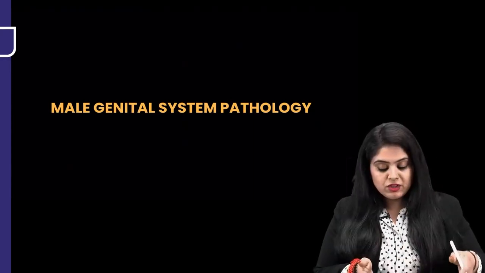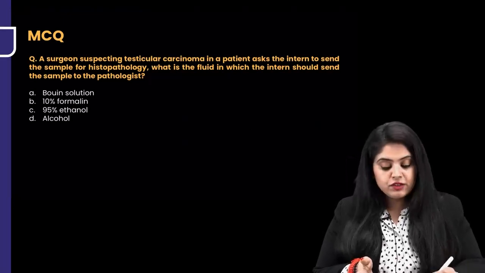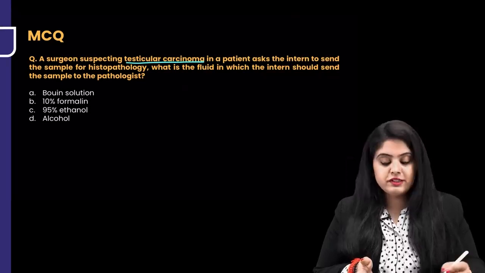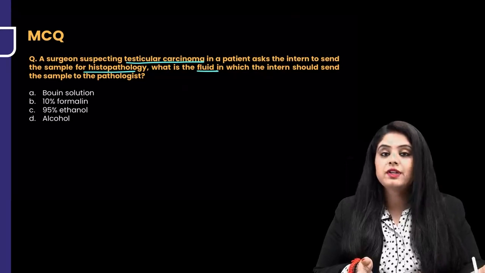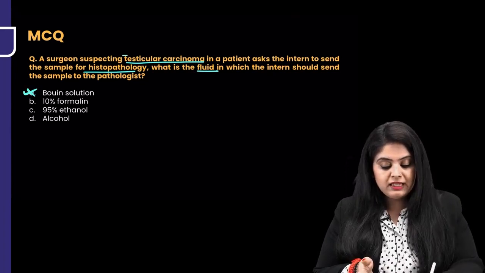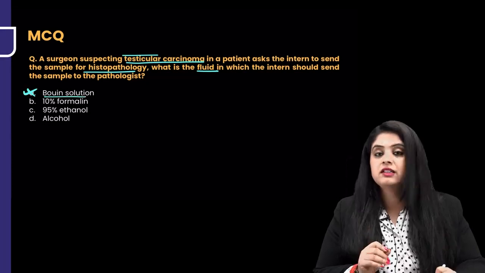So starting with the male genital system, my first question to you is in MCQ format, where a surgeon is suspecting a testicular carcinoma in a patient and asks the intern to send a sample for histopathology. What is the fluid in which the intern should send the sample to the pathologist? I know many of you are going to mark Bouin solution because you believe that anything to do with testicular cancer or anything to do with testis means it has to be sent in Bouin solution.